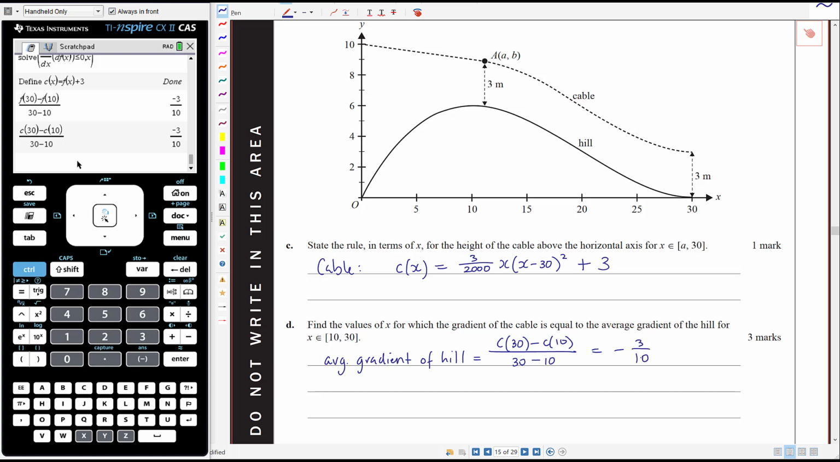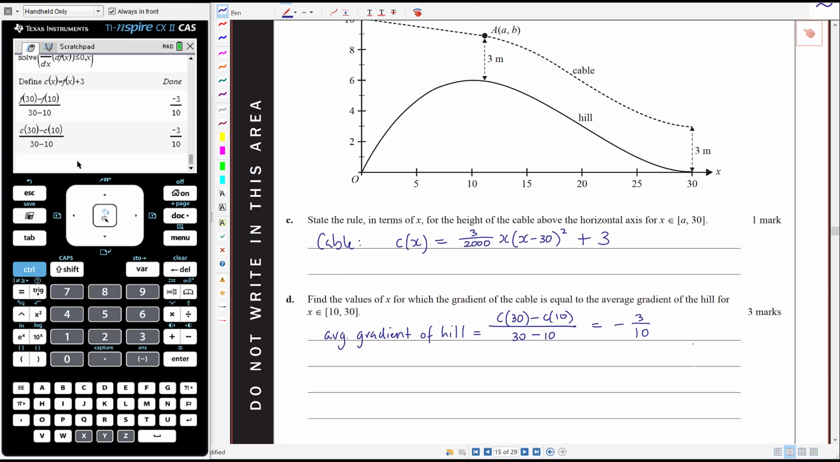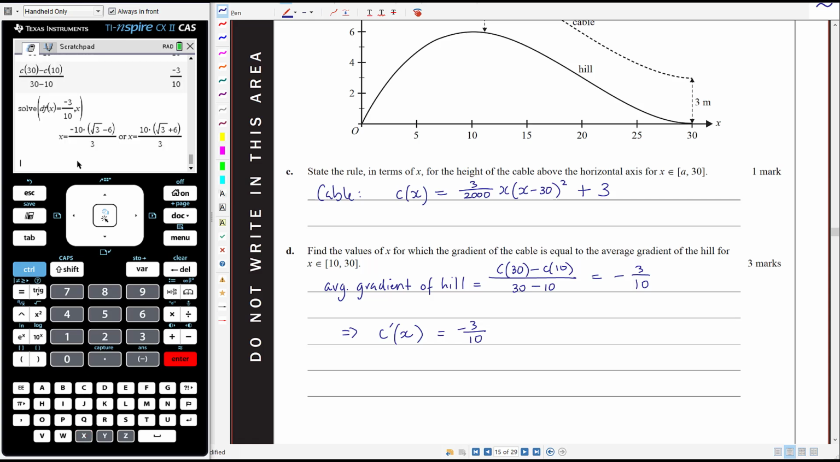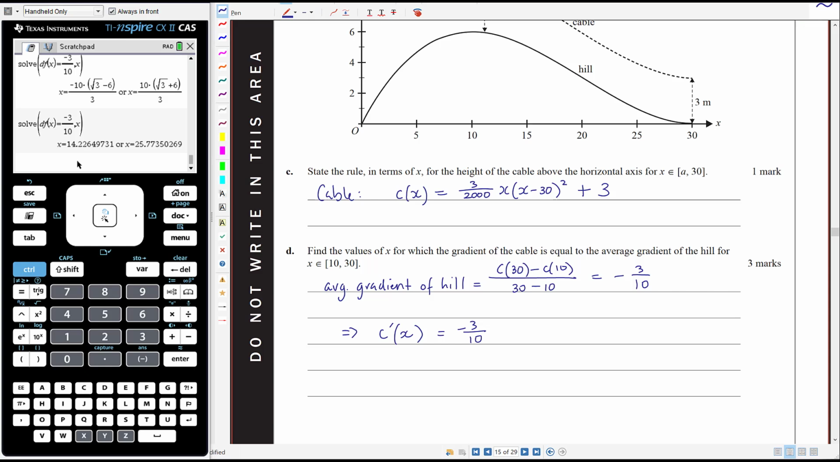Now we want to know the values of x for which the gradient of the cable is equal to the average gradient of the hill. Okay, and so therefore we want the derivative of the cable to be equal to negative 3 on 10, which is the same as the derivative of f being equal to negative 3 on 10. And I've already defined my derivative of f, so I'm just going to do that. Solve the derivative of x equal to negative 3/10 for x. And obviously x has to be between 10 and 30, and both of those values are between 10 and 30.